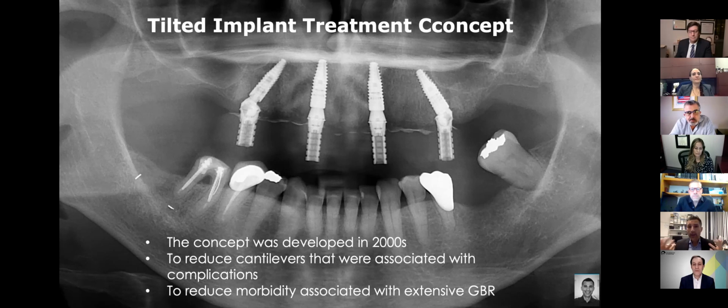So grafting procedures may work, especially maxillary sinus elevation. Grafting the posterior mandible is more challenging. It can be done, but this is associated with morbidity, and it doesn't have the 96% survival rate that an implant might have in the long run. So in order to reduce the morbidity associated with the grafting procedures and the technical complications associated with cantilevers, tilting of the implants to gain more AP spread was introduced.